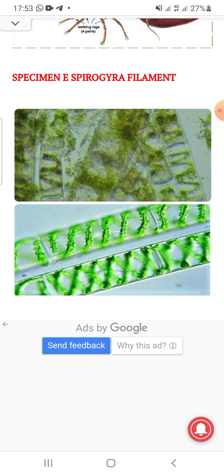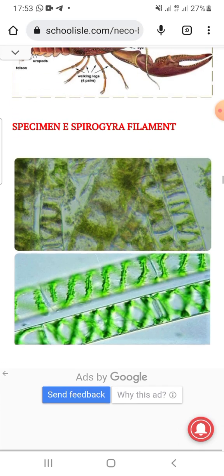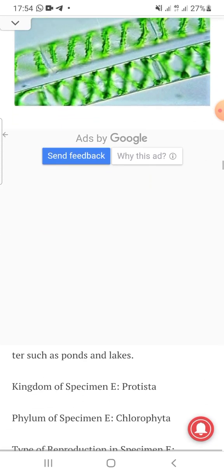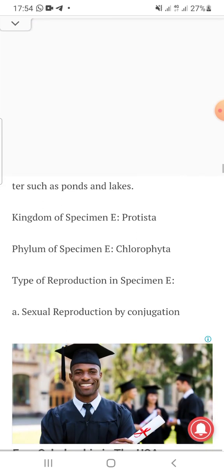Okay, so let's proceed. Specimen E, spirogyra filament. So this is the picture or the diagram of the spirogyra. Now, habitat. It lives in what? Ponds and lakes.